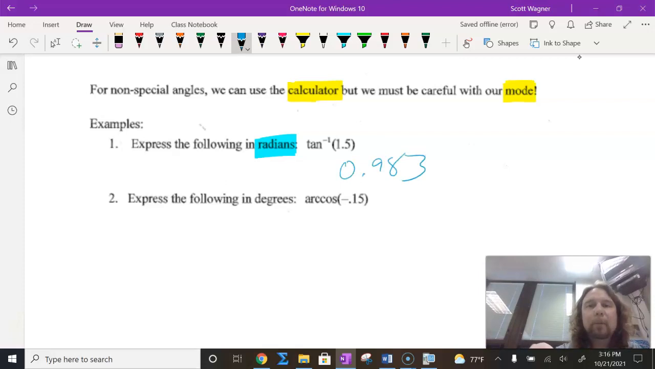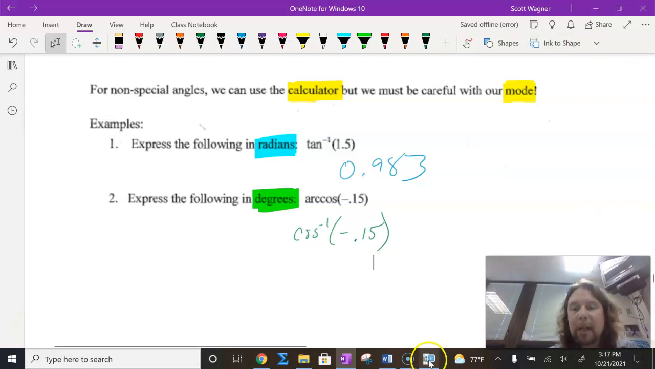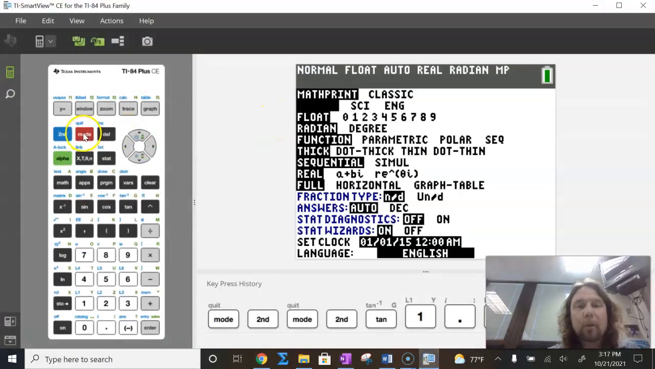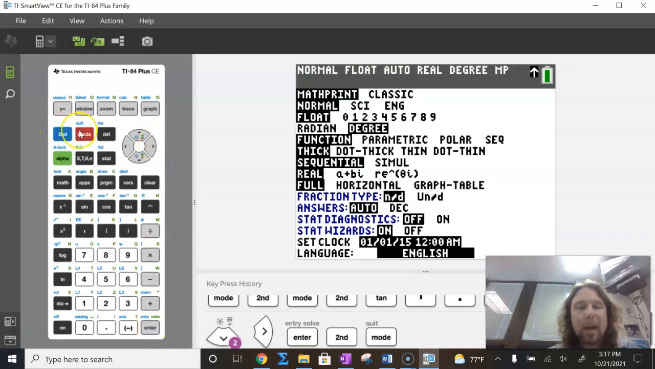All right, next one. I want to try to figure out the value in terms of degrees. So I want to switch my mode up to be degrees. The arc cosine of negative 0.15. Really, I'm thinking the inverse cosine of negative 0.15. That's the same exact problem. So I go back over to my calculator, switch the mode up. I go to the mode, and I'm going to go down here to degrees, and I can enter on that one, and I can quit out of that.